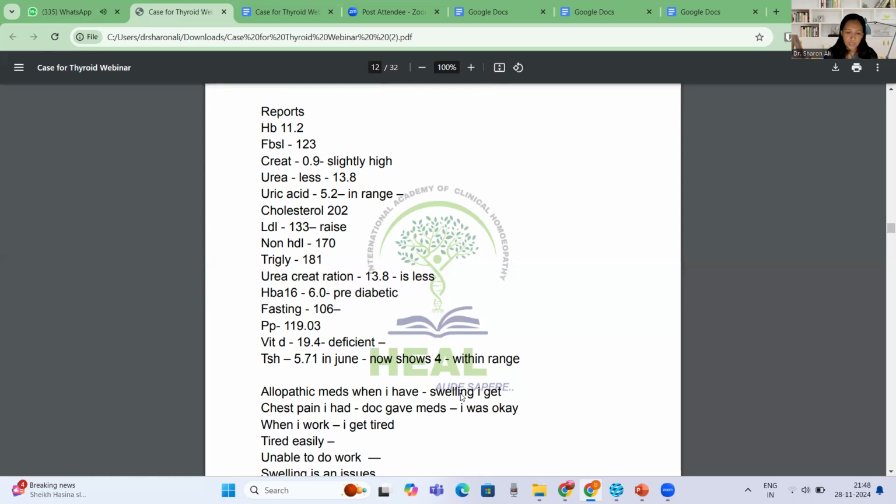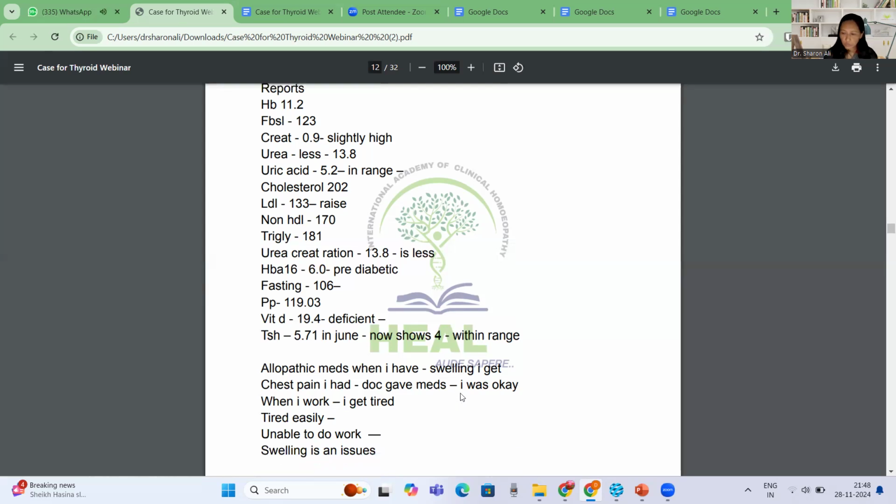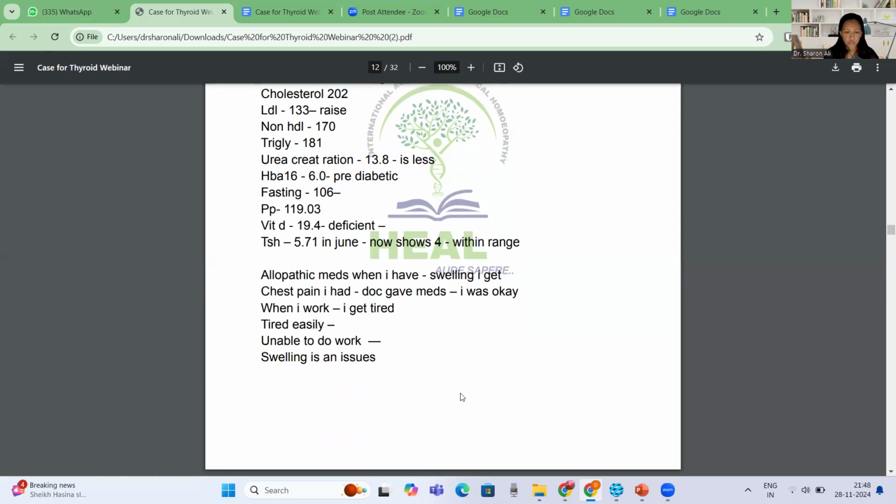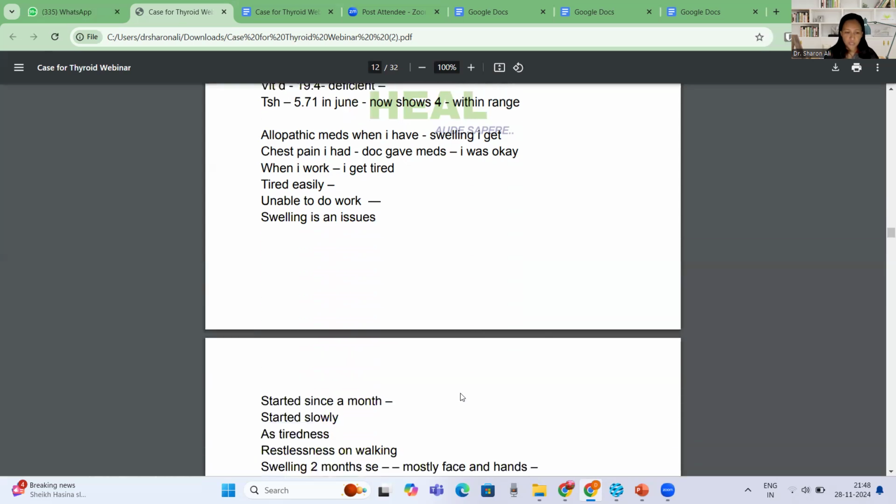When I work, I get tired easily, unable to work. Okay, swelling is an issue. So she has swelling on her face, which is an issue, and she has chest pain, and she's tired easily. She can't work. Till now, what do we think of? We think of a heart remedy, right?